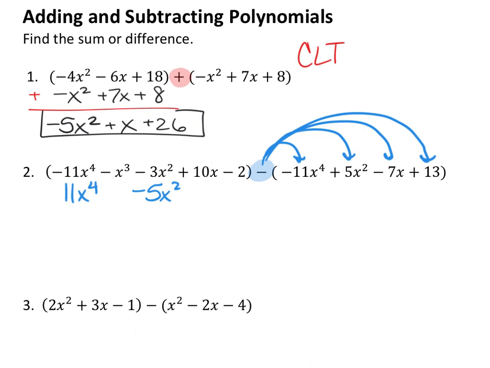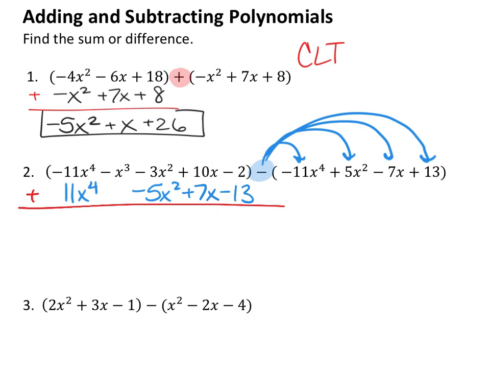Okay. Instead of negative 7x, when I write it down, what am I going to write? 7x. Positive 7x. And then instead of positive 13, negative 13. But once I've done the opposite, it turns into an adding problem. So subtracting is just distributing and adding. And so we add negative 11x to the fourth plus 11x to the fourth. What happens there?